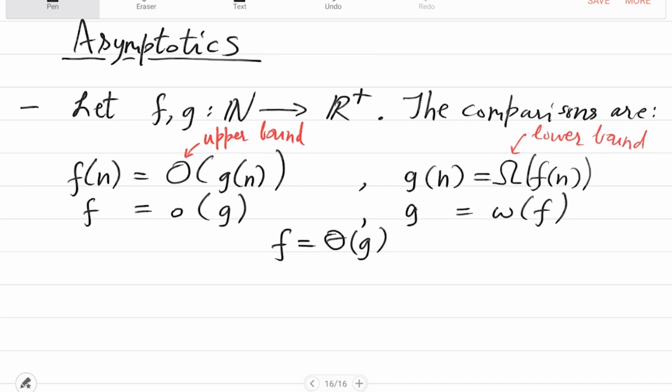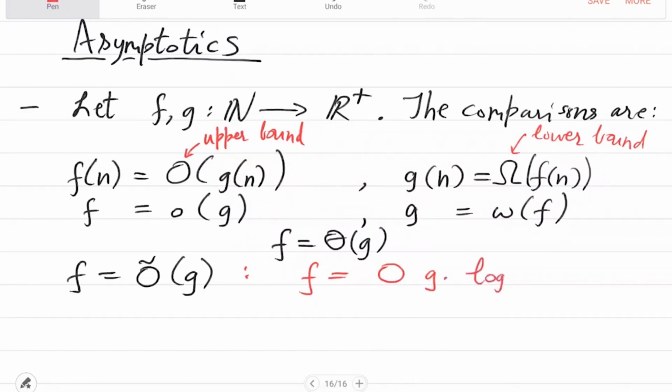In this course, we'll also be using soft O. So what is soft O? You soften it by adding a tilde. And what is the meaning of this? Yeah, so maybe this needs a definition. So this is defined as f is equal to big O of g times log of g raised to an absolute constant.